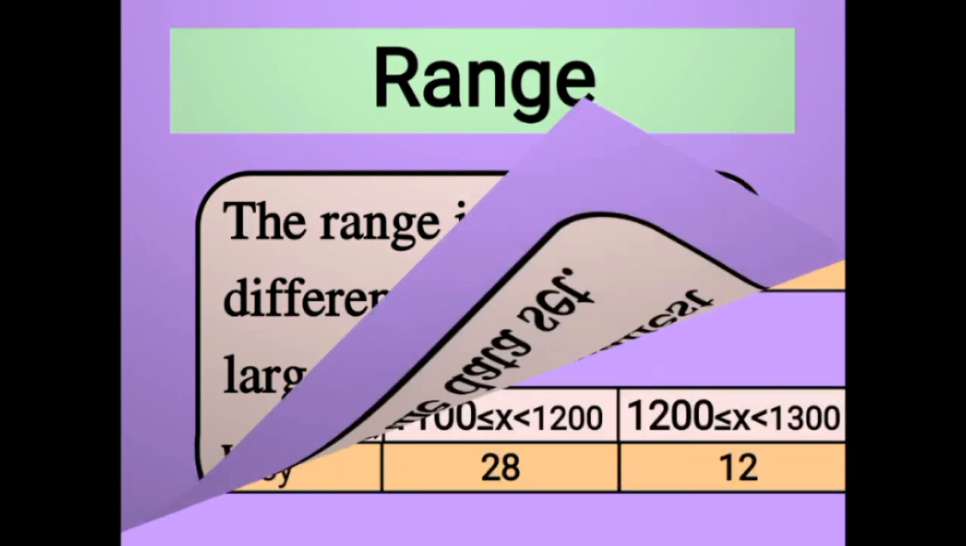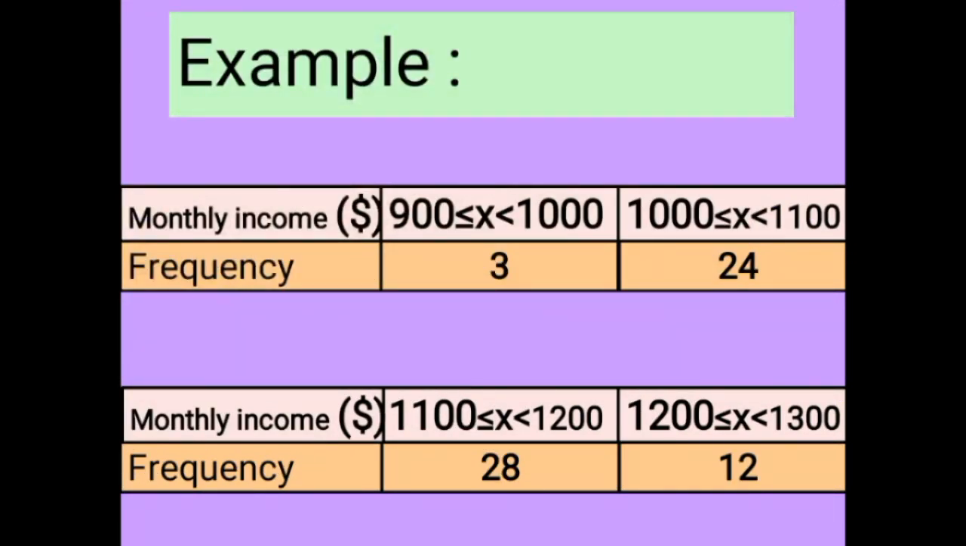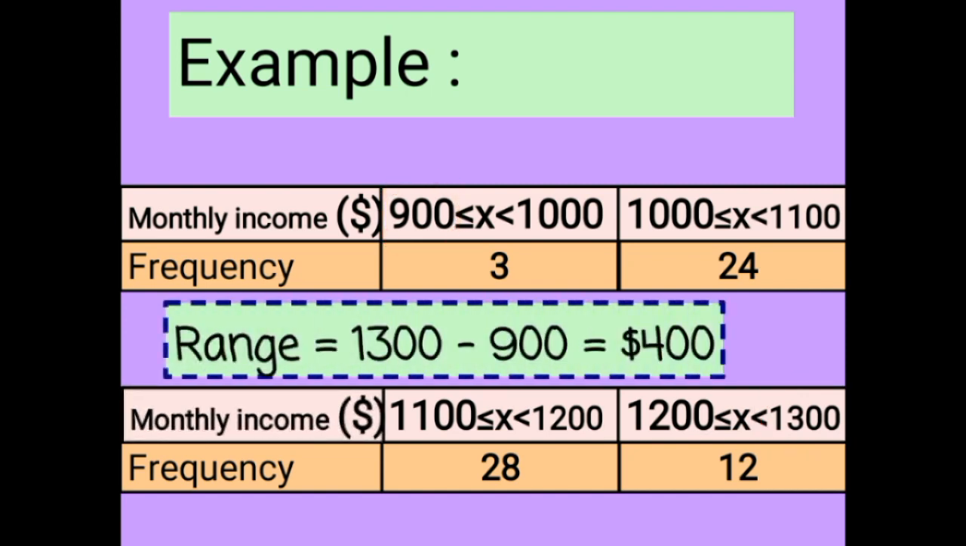Range. The range is the difference between the largest and the smallest values in the dataset. Now, if we take this example, the table here shows the monthly income for workers in a factory. So here, the largest possible value is 1,300 and the smallest possible value is 900. So, the range is 1,300 minus 900 equals $400.